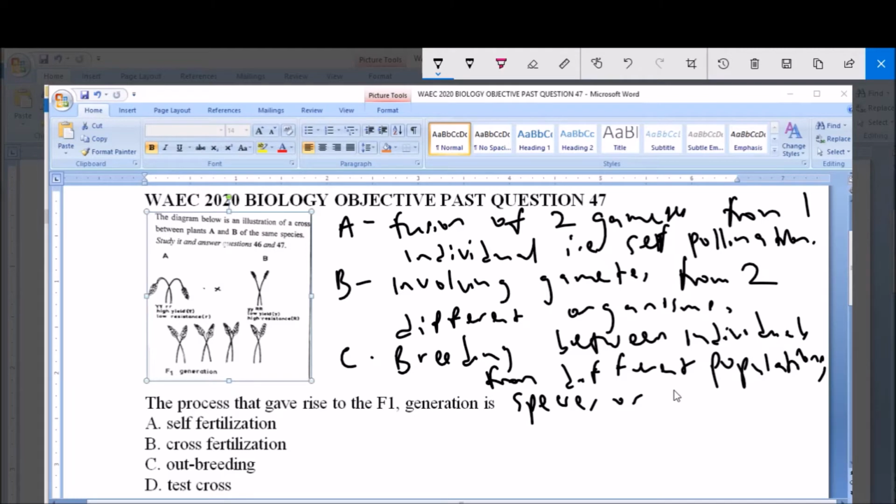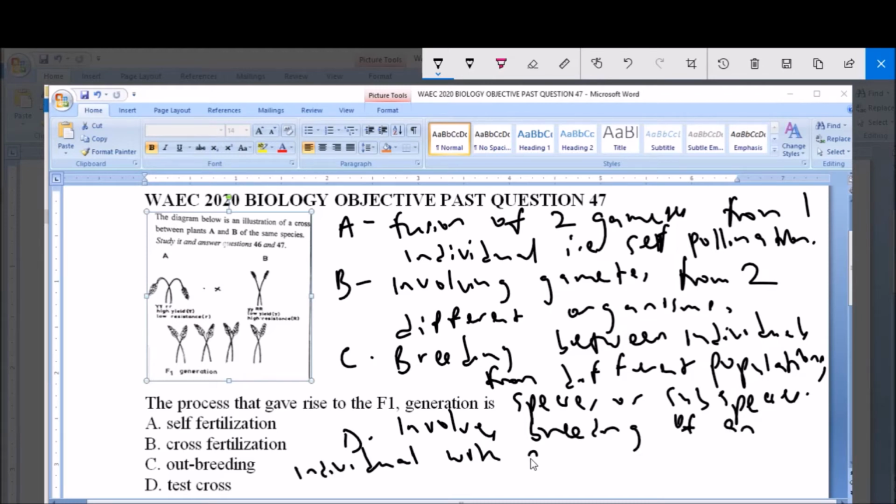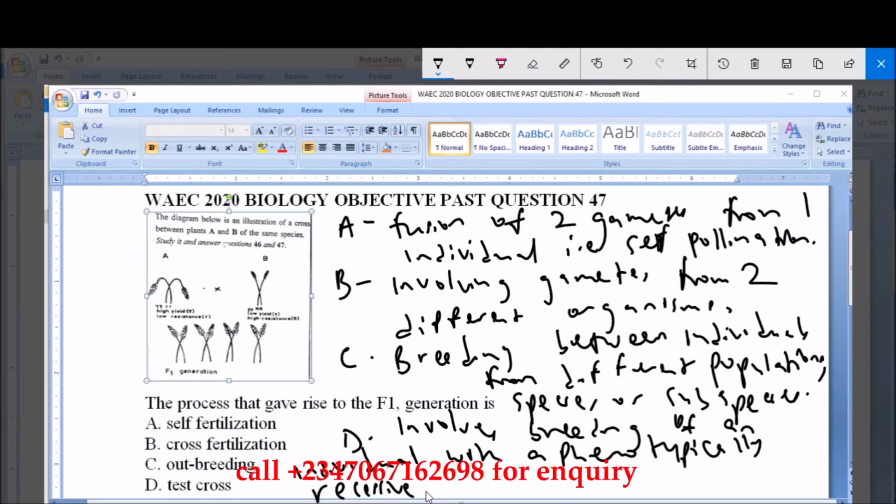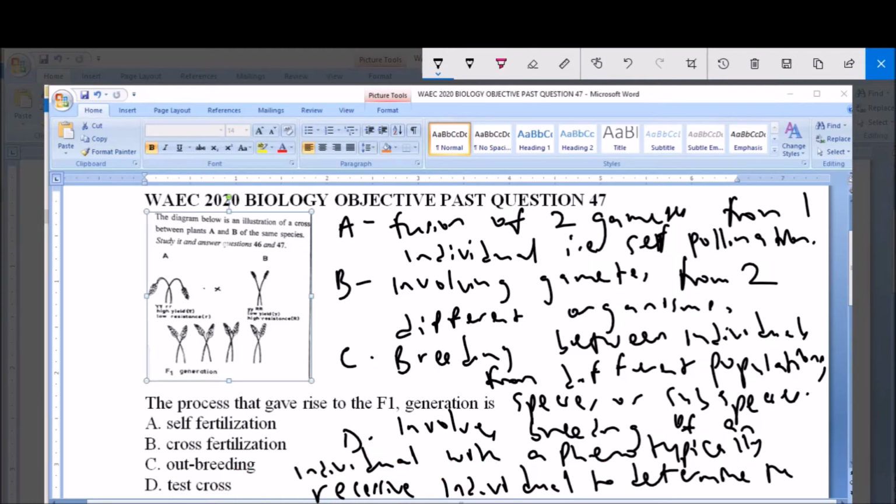And option D, which is test cross, involves breeding of an individual with a phenotypically recessive individual to determine the zygosity of the former, of this first individual, to determine whether it is homozygous or heterozygous.